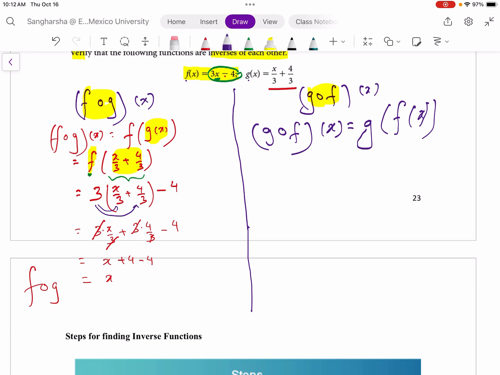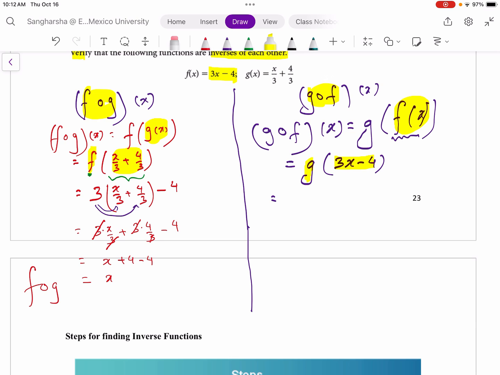So what would be our next step? We know what f of x is, right? So we replace our f of x. And what is f of x equal to? F of x equals 3x minus 4. So we replace our f of x by 3x minus 4. So we have g as it is, and for this f of x, we write down 3x minus 4. Now we need to find g of 3x minus 4.